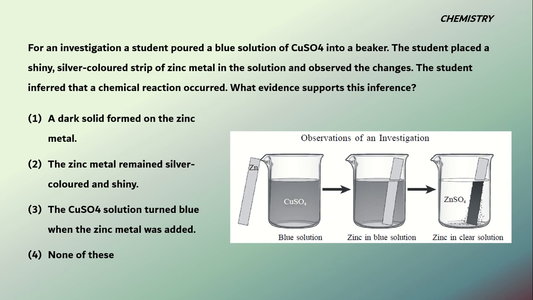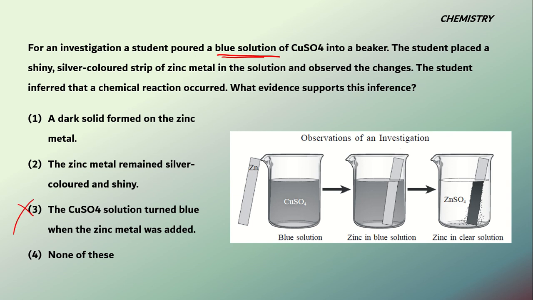Now, if you look at the options, option number 3 says the CuSO4 solution turned blue when the zinc metal was added. However, if you look at the question, we know that the copper sulfate in its original form is already blue. And if you look at the picture, we can see it's turning from blue to another color, or rather colorless. So option 3 is incorrect because it's saying it's turning blue, when its original color was blue.